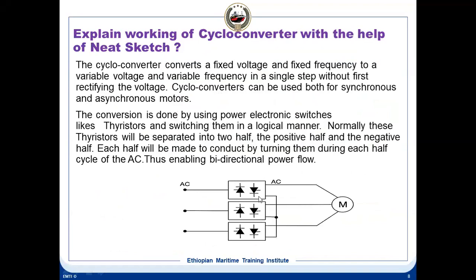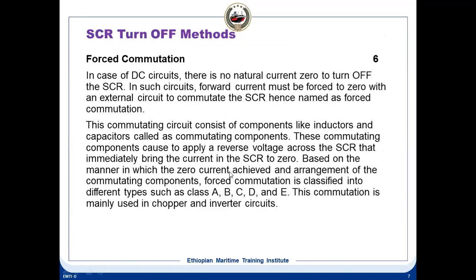So this diagram is good enough. If the question is: explain the working of a cycloconverter with the help of a neat sketch, you can draw this diagram and explain how it is working. It converts fixed voltage, fixed frequency into variable voltage, variable frequency in a single step without rectifying the voltage. Here you don't use any DC section.